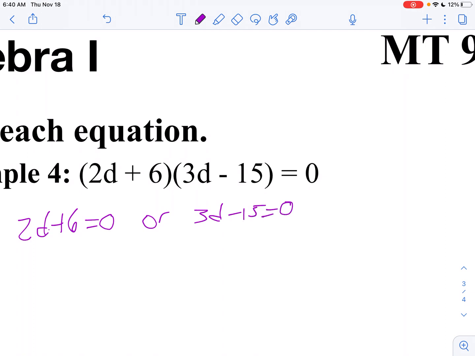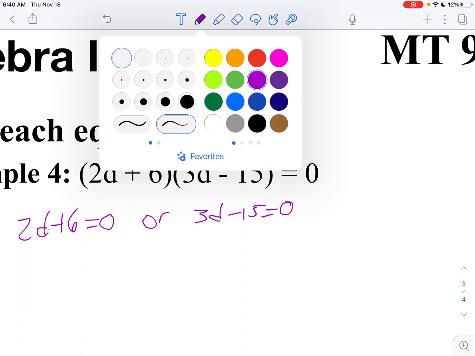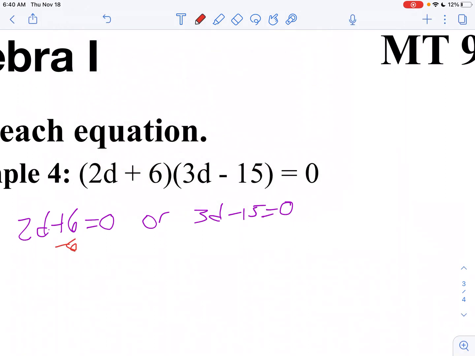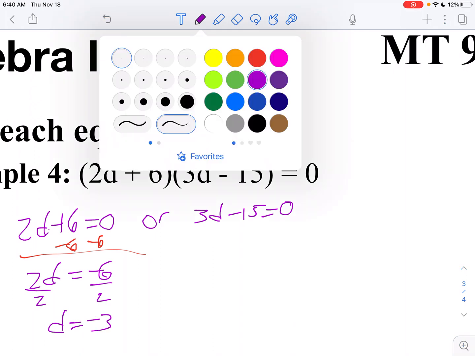Now I'm going to solve that first equation. So I'm going to subtract 6 from both sides. Then I get 2d equals negative 6. Divide both sides by 2. D equals negative 3.